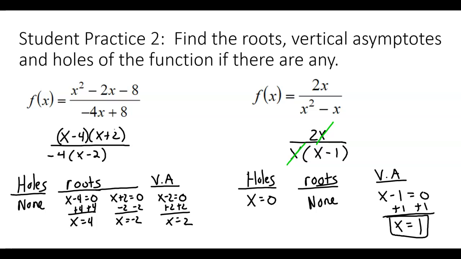The vertical asymptote, I can set x minus 1 equals 0 and solve, and you get x equals 1. That one's not too weird. But the first two there might have been a little strange to you. But there you guys have it.